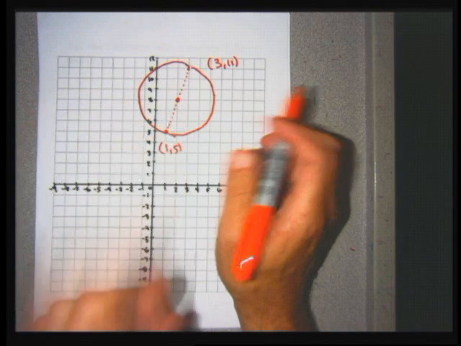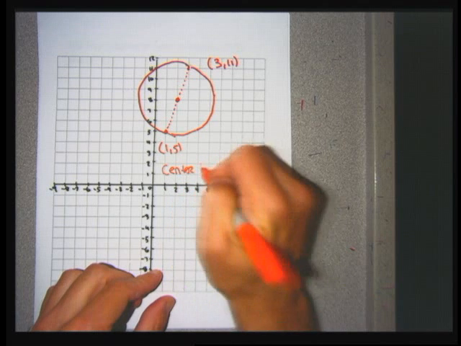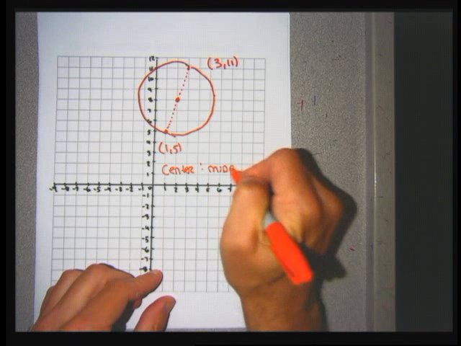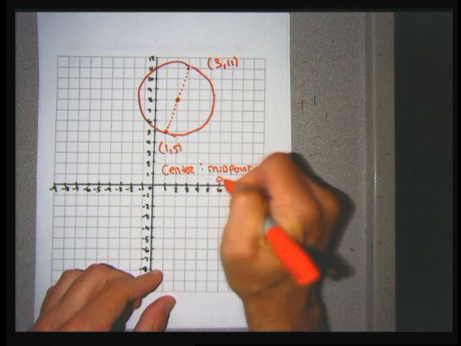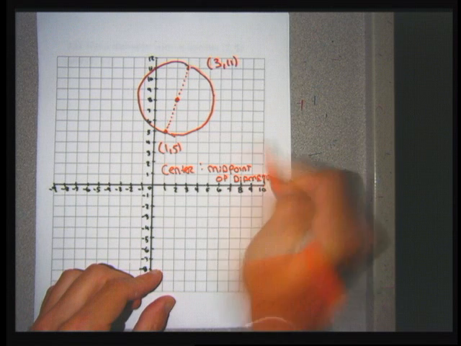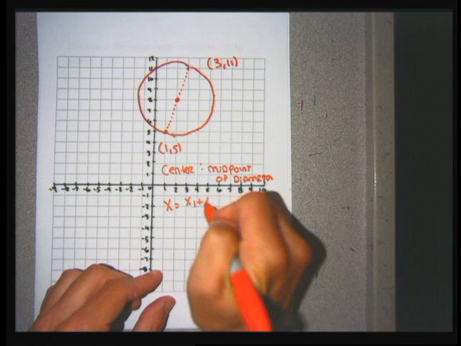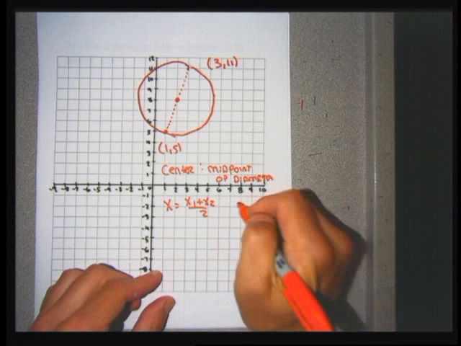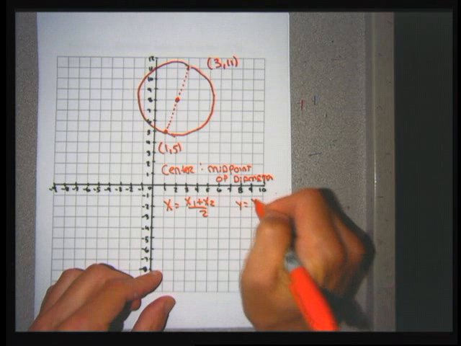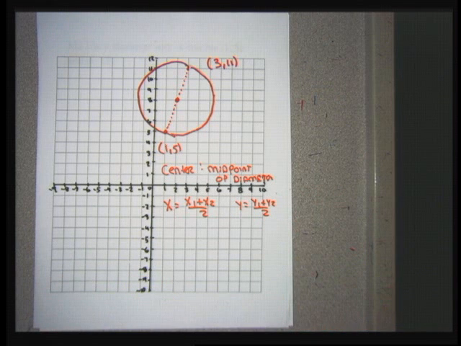I'm going to do that. So I'm going to find the center, which is the midpoint of the diameter. And of course, you haven't forgotten that the x-coordinate of the midpoint is (x1 plus x2) over 2, and the y-coordinate of the midpoint is (y1 plus y2) over 2. To get the midpoint, you add up the x-coordinates of the points and divide by 2. You add the y-coordinates of the points and divide by 2.